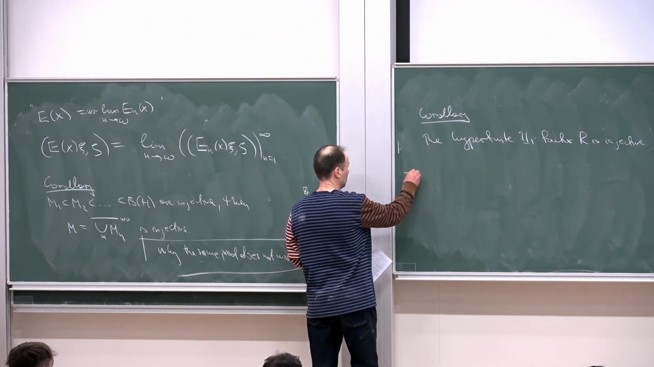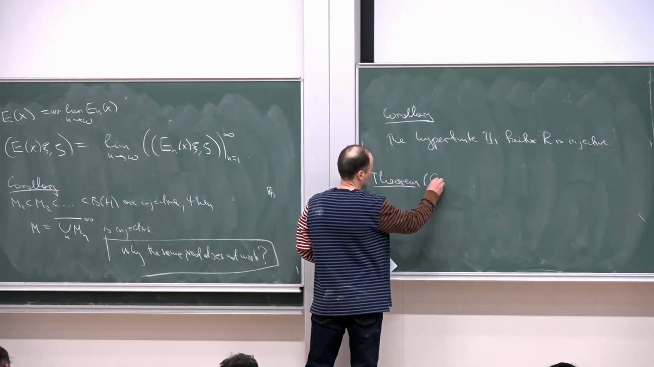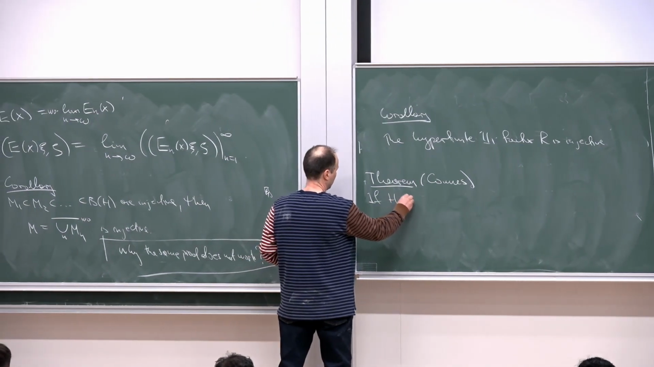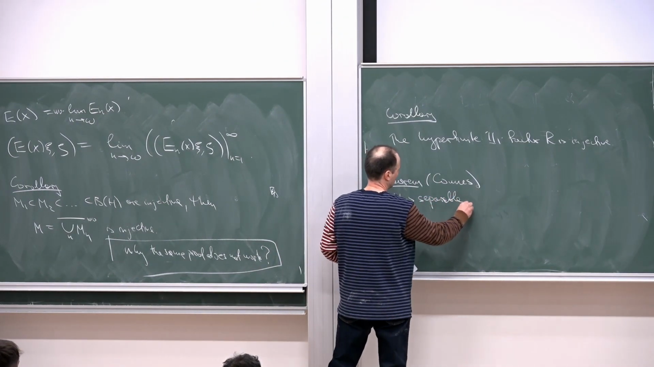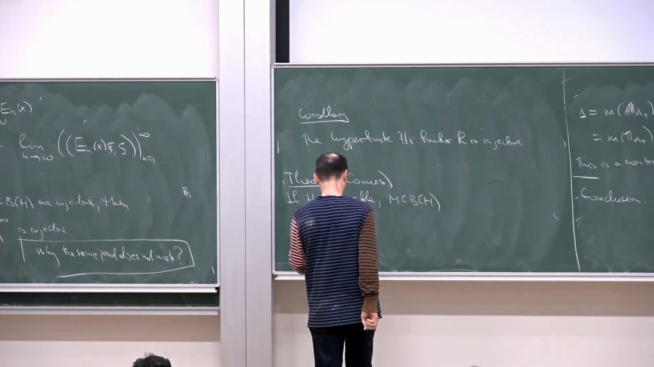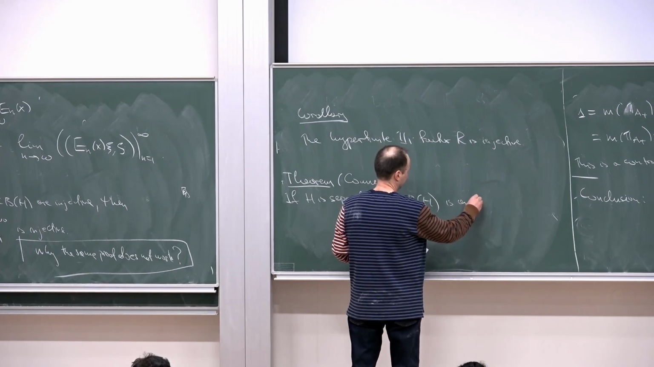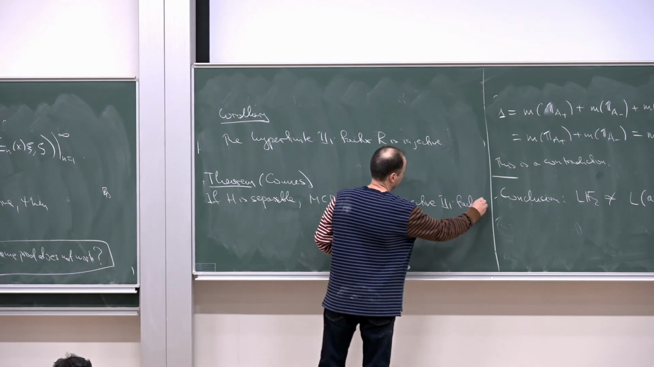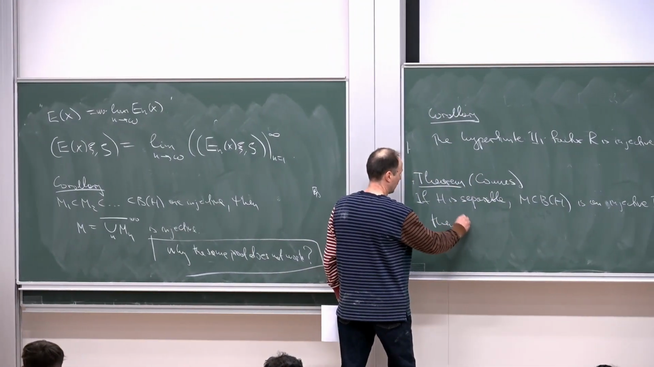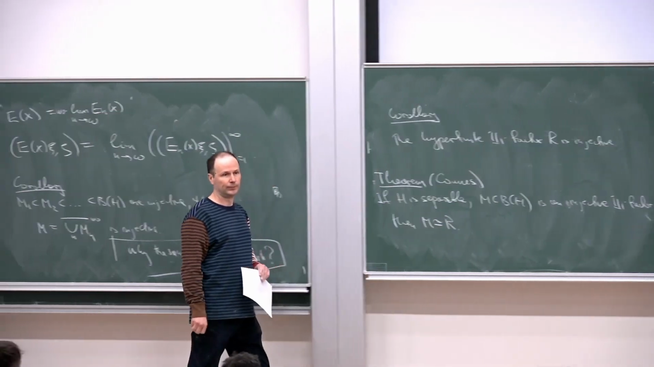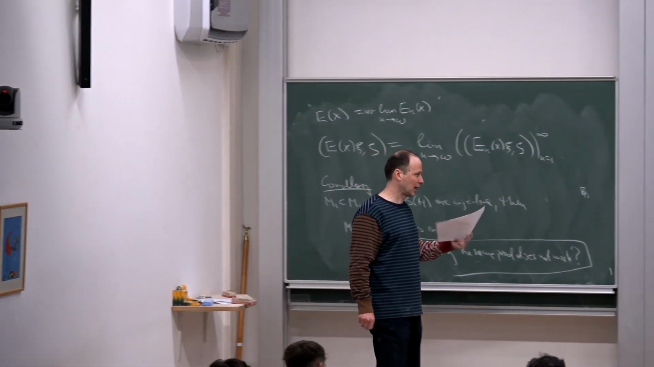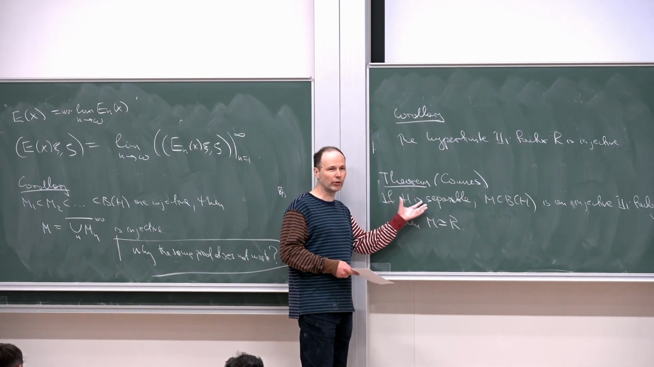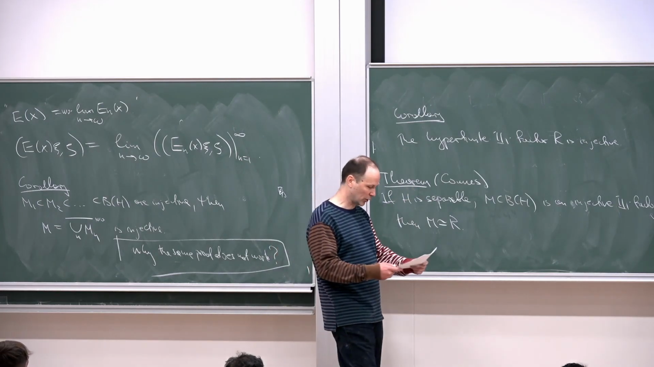And here we then come to a big result, a fundamental result of Connes. It says the following: if H is separable, and M inside B(H) is an injective II_1 factor, then actually M is isomorphic to the hyperfinite factor. So it's a fantastic result, which is not only important in itself, but also the ideas which were used in the proof of this result still play a huge role in the development of operator algebras.